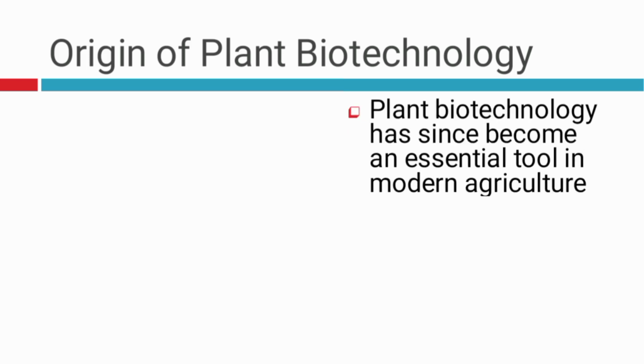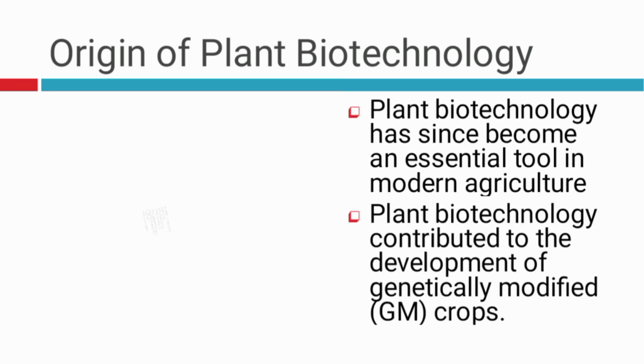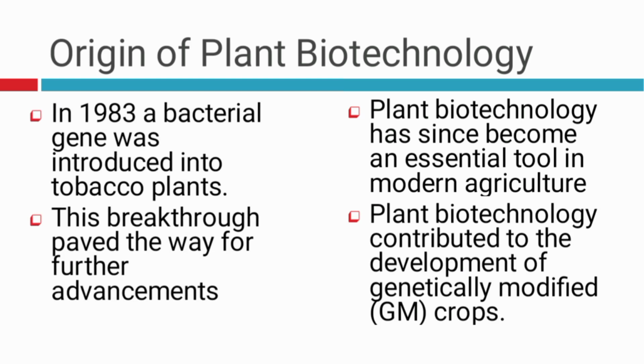Okay, please go with me. So in 1983, what happened? A bacterial gene was introduced to tobacco plants. You just write in the next paragraph, 1983, bacterial gene introduced to tobacco plants. So there are many stories again. This breakthrough paved the way for further advancement. Plant biotechnology contributes to development of. So that's another important fact. The fourth and the last point on this page: plant biotechnology contributed to the development of genetically modified crops.